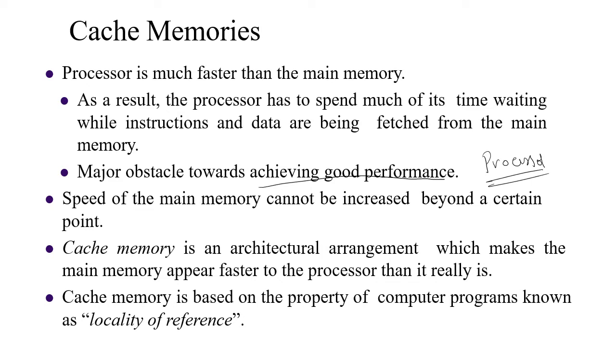So it is evident that we cannot increase the speed of the main memory. In order to cope with this, we have a memory called the cache memory. It is an architectural arrangement which makes the main memory appear faster to the processor than it really is.